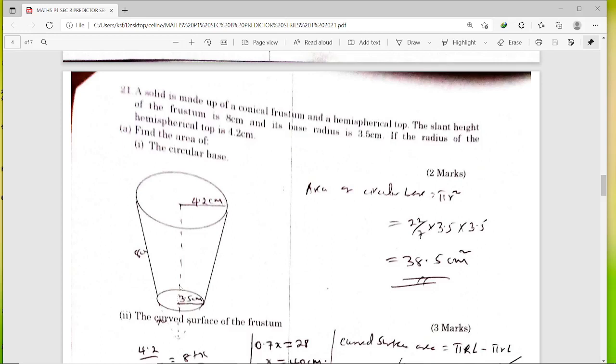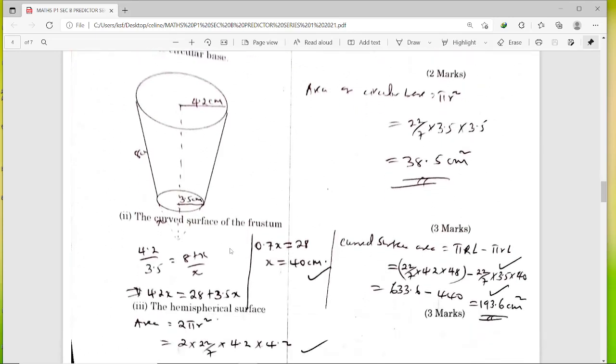Circular base, it is just pi r squared, which is 22 over 7 times 3.5 times 3.5, that gives you 38.5 centimeters squared. So you get only 2 marks there. And then from there we ask for the curved surface of the frustum. Remember, for the curved surface of the frustum, if we prolong this, we make a cone. If we make a cone, we need to find the curved surface of a cone. It is pi r l.